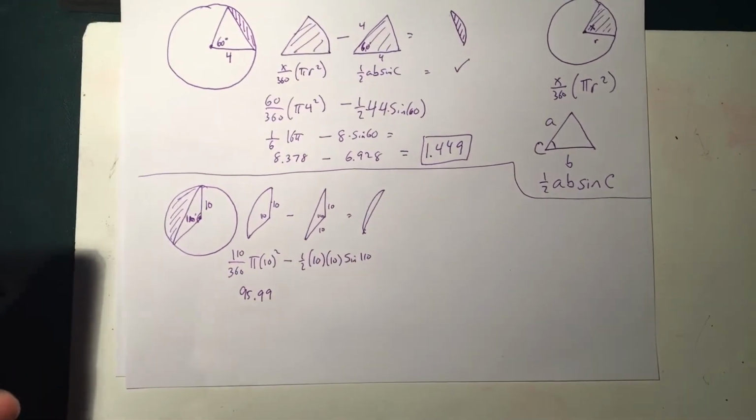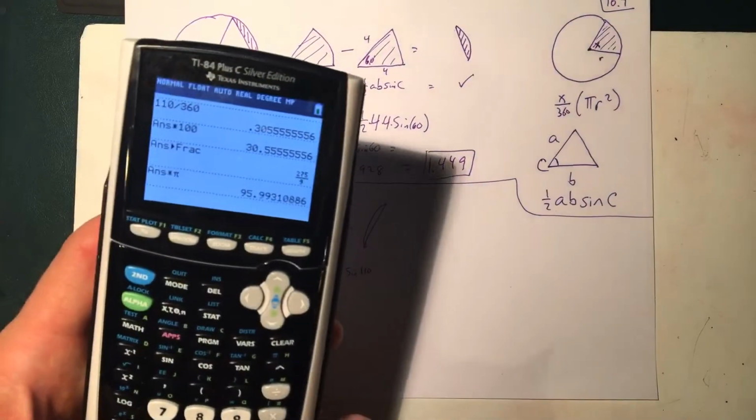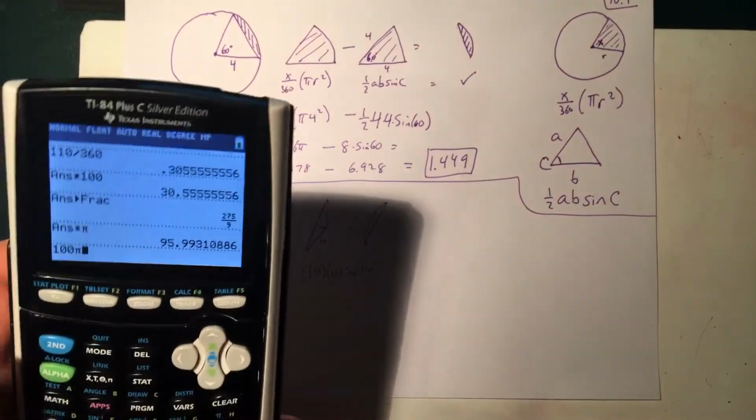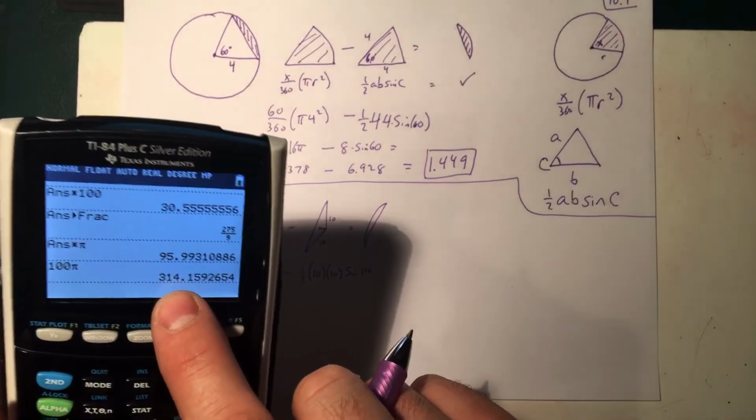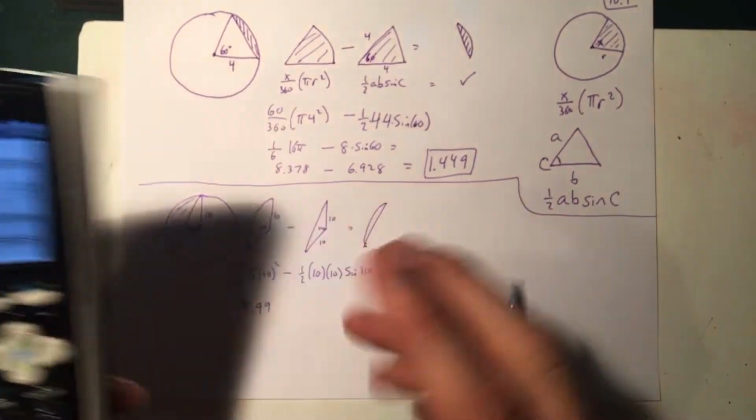95.99. Now that's kind of interesting. That should be about 1/3 of the whole thing, right? And if you think about what 100 pi is, 100 pi is a little bit over 300, obviously. 314. So that looks like it's about 1/3. Looks like we're on the right track.